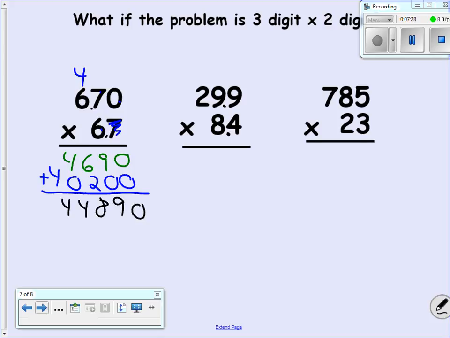Now my answer is not 44,890. I'm going to take out a red here. Whenever you have a decimal in the problem, you have to take a look. How many numbers are after the decimal? Please, please watch this closely. There's 2 numbers here, 1, 2. There's 1 here after the decimal. So I count 1, 2, 3. I start here where this decimal is and go 1, 2, 3. So my decimal is actually there. So my answer is 44.890.